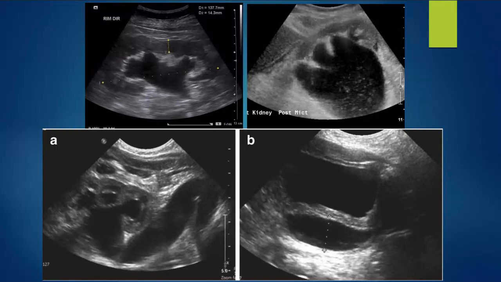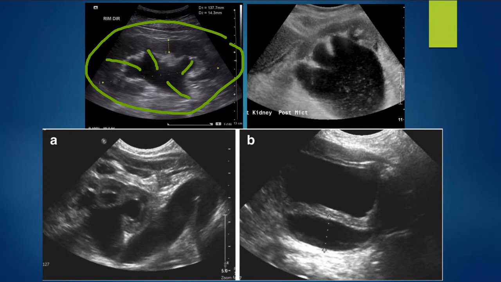So here we have those four different types of grading systems. This is going to be our classic appearance of hydro, right? There's hydroureter here, there's pelvicalyectasis, but we could assume that there's some type of blockage here, right?